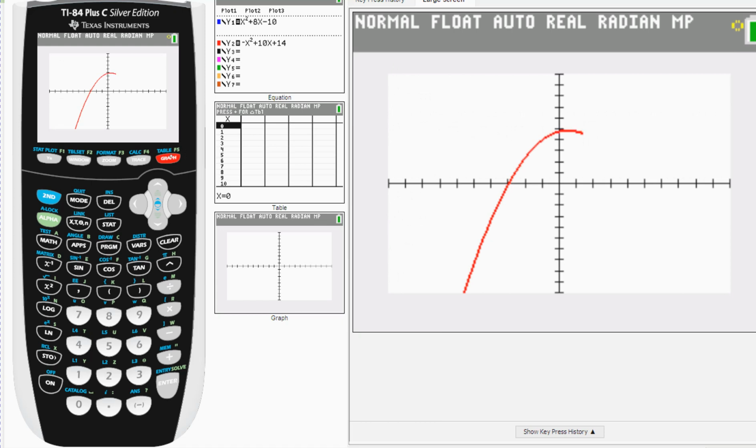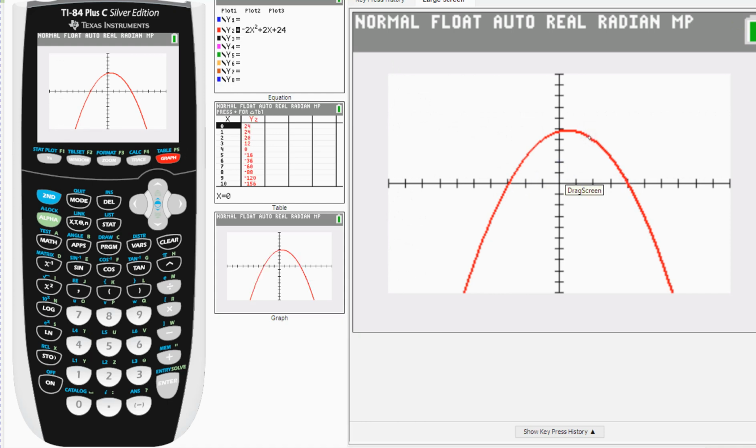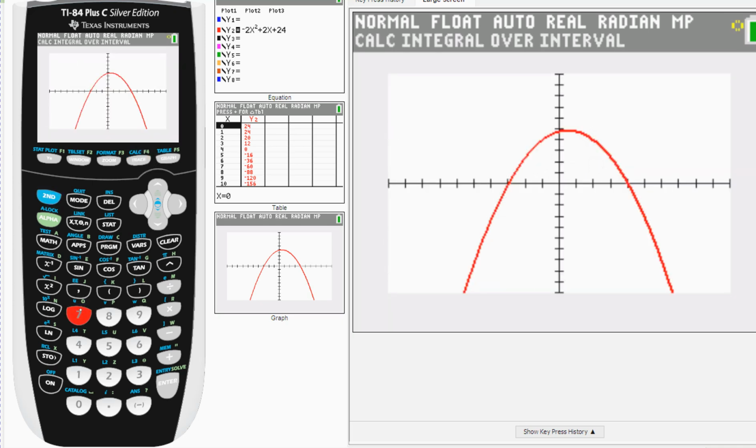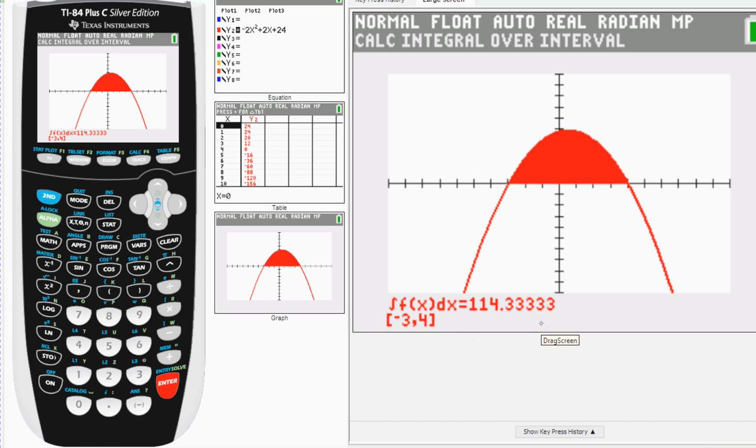All right, so there's my graph, -3. You'll notice -3 is where it intersects. And a lot of times this is what happens, especially with parabolas. The area between the two is this shaded region. So now I'm going to hit second trace. I'm going to shade in. So I'm going to pick 7. I'm going to go from -3 to +4. It'll find that area, which again is a different shape. But it's 114 and a third.